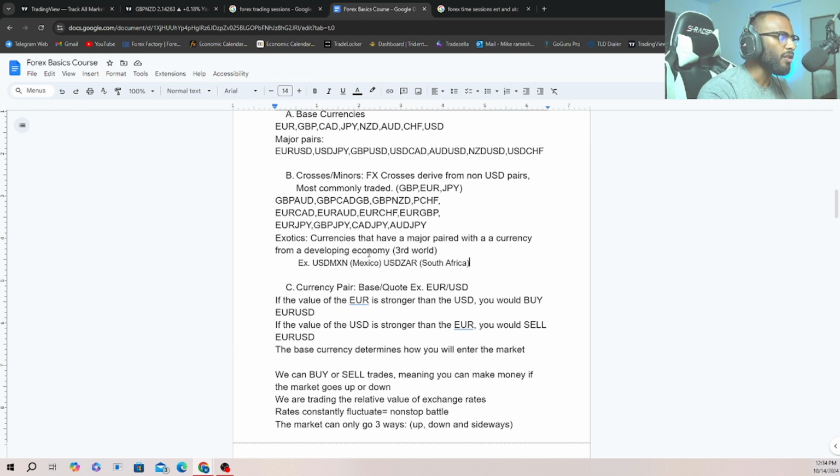Now, the reason people like to trade the exotics, even though they're the least common amongst the majors, minors, and exotics, right, is because, guys, the exotics actually have the highest price fluctuations because since the economies are developing, the fluctuations in their currencies can be very volatile. I do not recommend that you look into this as a beginner, and quite frankly, as an expert, I don't even touch those either. I stick to majors and minors, and that's my bread and butter.